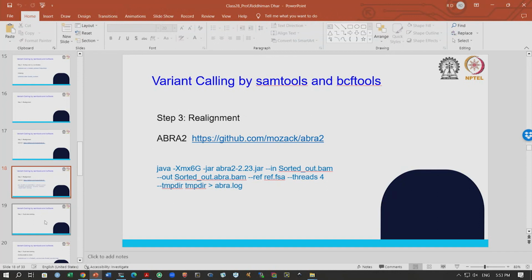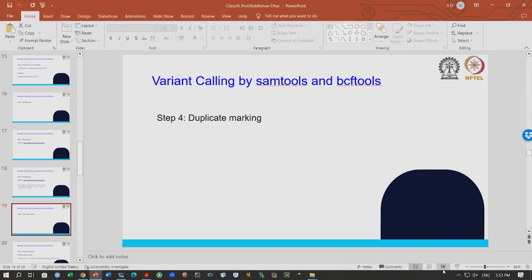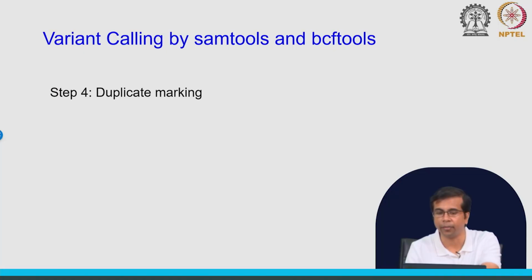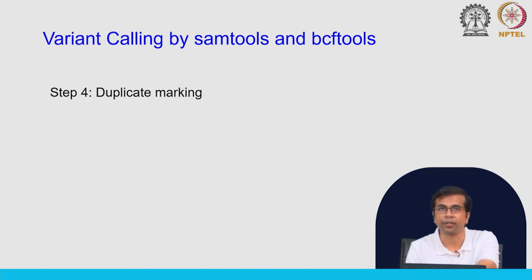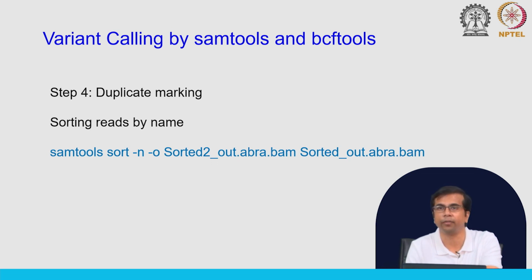So while it's running in the background, let's talk about the duplicate marking part. In duplicate marking, we first have to sort reads by name. When you mark duplicates, the program will look for paired-end reads and their locations, and then compare against other paired-end reads. That's why you need to first do this sorting by read name.